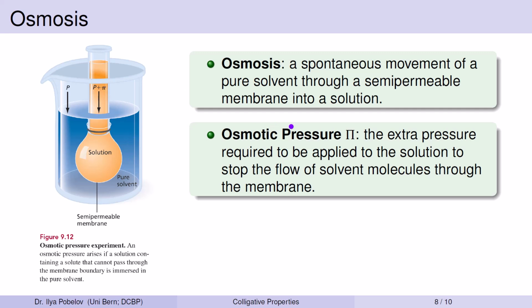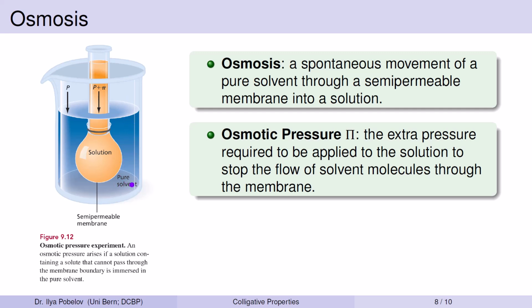This increase in pressure resulting from the movement of solvent into the solution is termed the osmotic pressure and is denoted by the capital Greek letter pi. Osmotic pressure is a key term associated with osmosis. It is the extra pressure required to be applied to the solution to stop the flow of solvent molecules through the membrane.